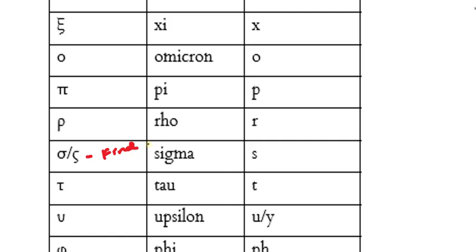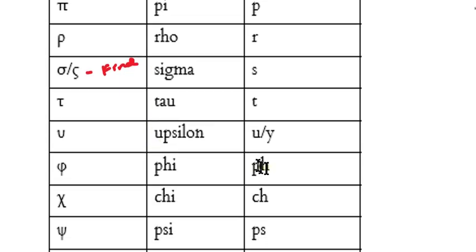Tau is a T. With upsilon, you will see that transliterated with U's or Y's. So if you know the word psychology, P-S-Y-C-H, what is that word based on in Greek? Yes, it's the word psuche. That's an upsilon there. But in a lot of English words that are based on Greek words or roots, it'll come out as a Y.